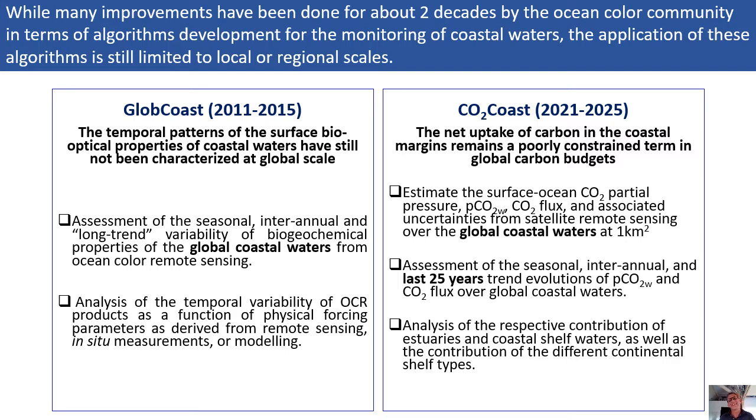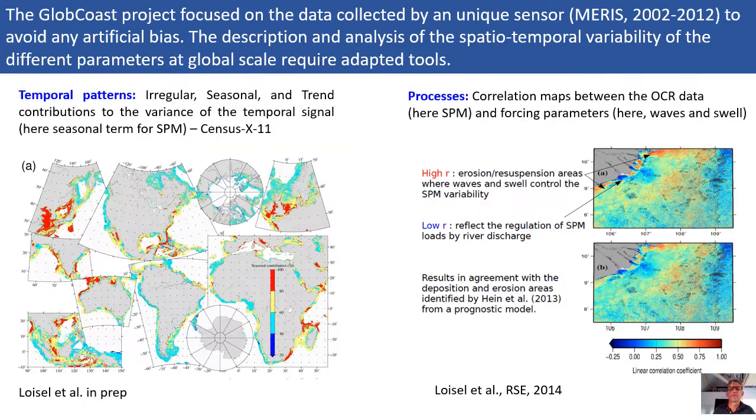The second objective is the assessment of the seasonal, interannual, and last 25 years trend evolutions of these parameters. And lastly, the analysis of the respective contribution of estuaries and coastal shelf waters, as well as the contribution of the different continental shelf types.